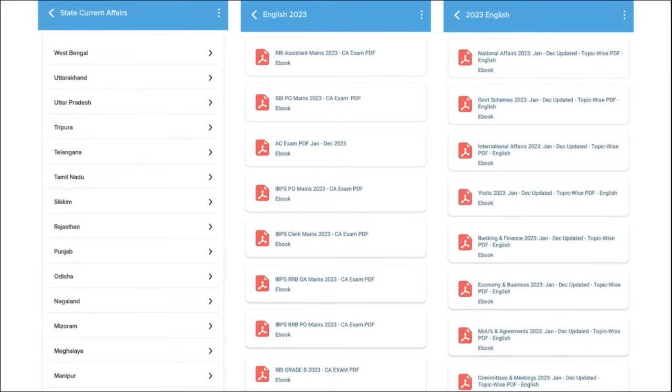After the exam, we also make sure to provide you with the exam analysis. Then for the students who are preparing for state exams, they will be also beneficial here, as we will make sure to provide with state-wise current affairs for them.